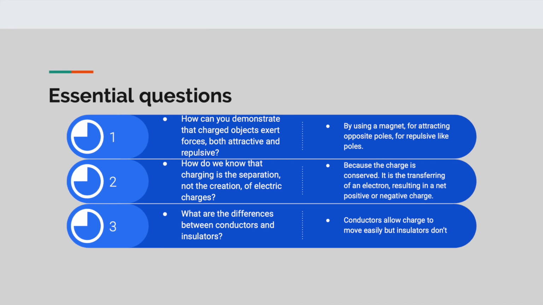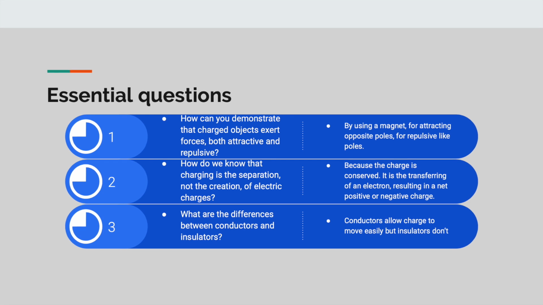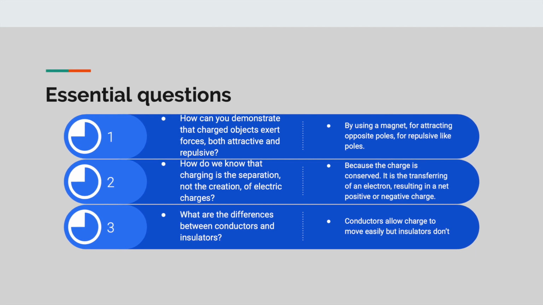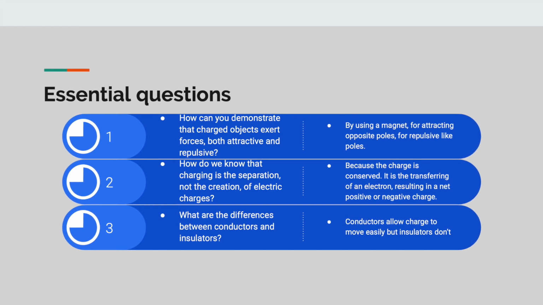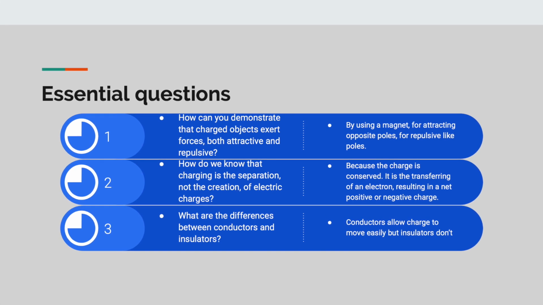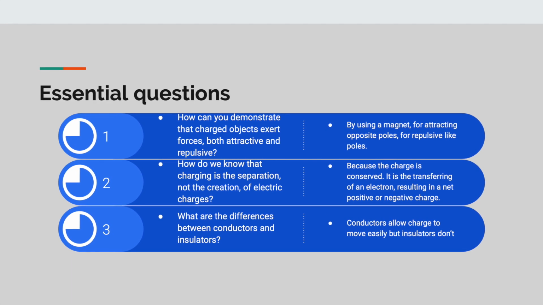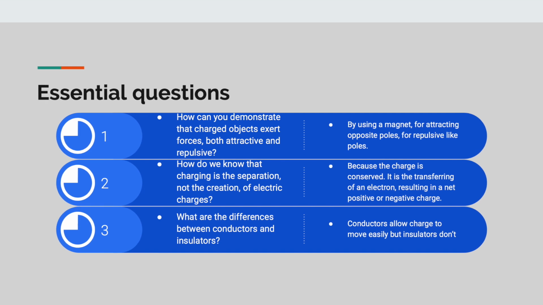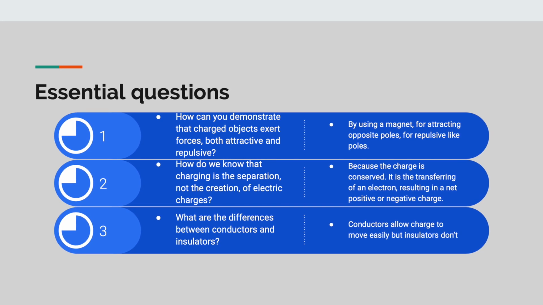Here are some of the essential questions. The first one, how can you demonstrate the charged objects exert forces, both attractive and repulsive? The answer to that is just by using a magnet for attracting opposite poles and for repulsive like poles.